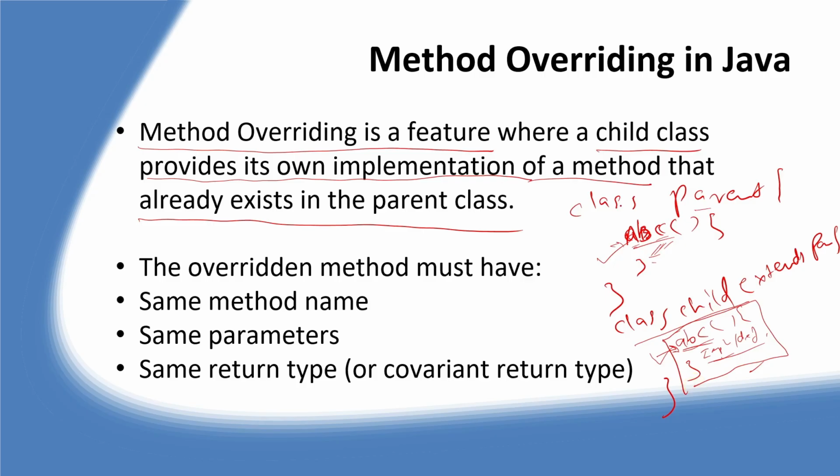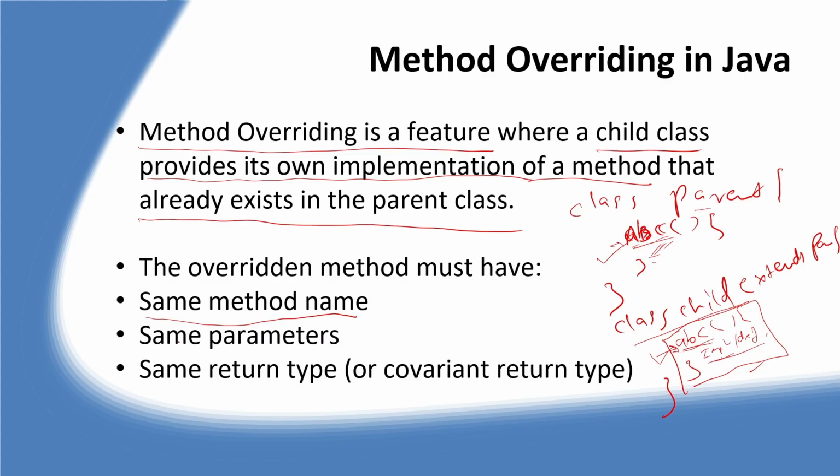Okay, so there are some rules which we need to follow while overriding. The first rule is the same method name. The method name should be the same. Like in this example, we have ABC in the parent class, and in the child class the method name is also ABC.